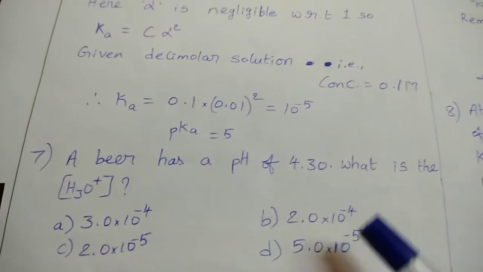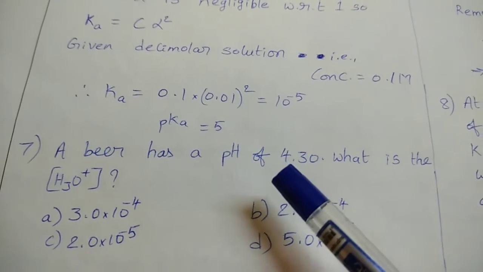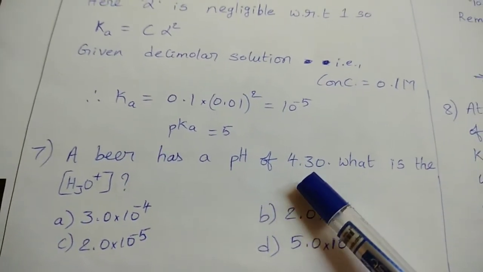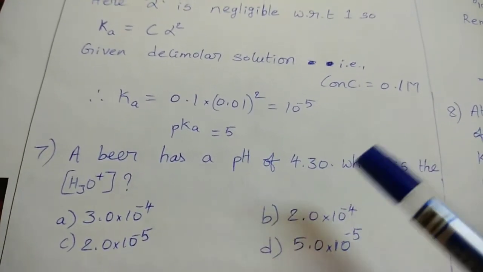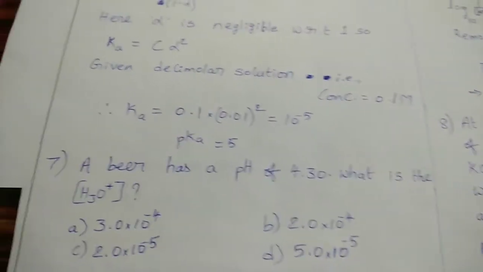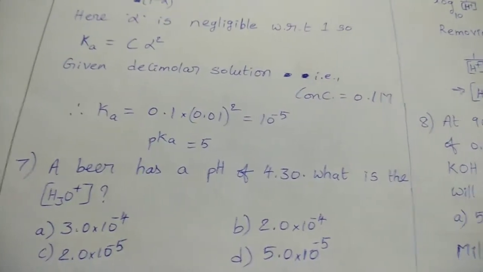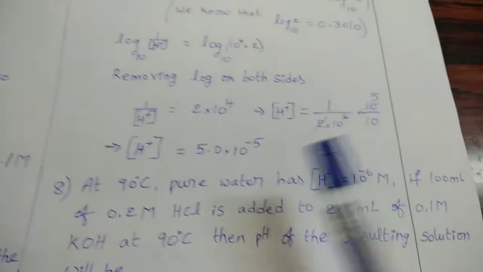Option D. See this. Generally some of the students may fear, here pH value is given decimal, how can we calculate H plus ion? So for that this is the procedure. Practice well. See the next question.